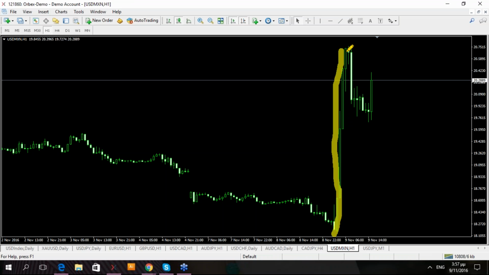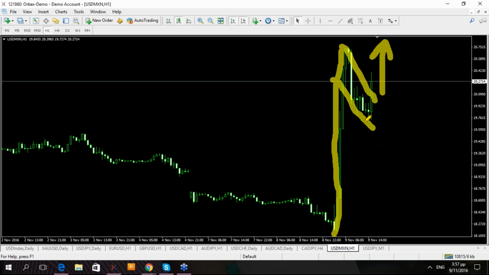That's your pole, and then it corrected itself in the form of a channel right there, and hence it has broken up now past that channel to the upside. So we are looking at more potential to the upside for the USD Mexican peso 1 hour chart, and that upward move potentially could be from here to the top, the same height as here and here.